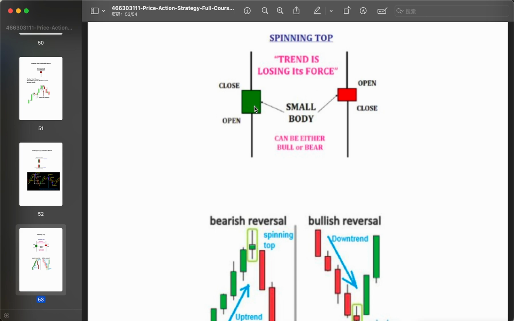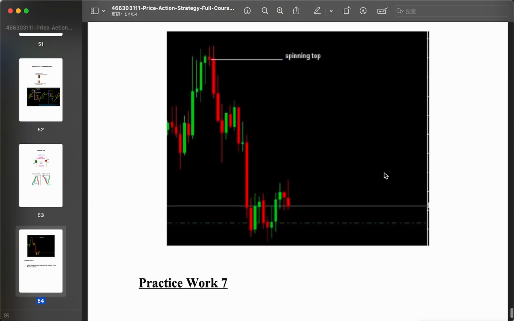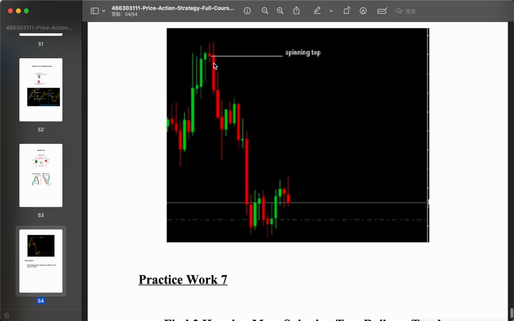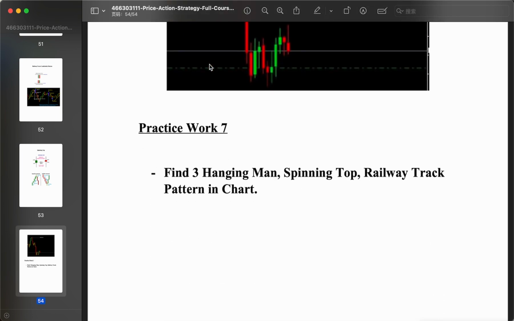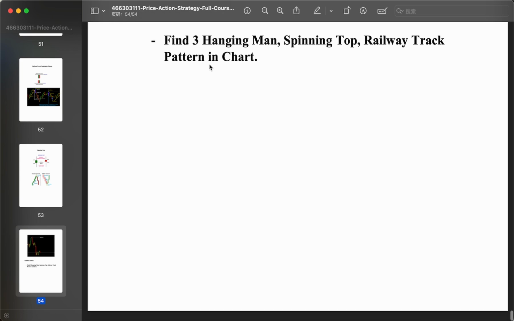You either have a bullish spinning top or a bearish spinning top. So when you see that, it could be a bearish reversal or a bullish reversal. Here, with the uptrend, you're seeing this spinning top and it goes down. With a downtrend, you're seeing a spinning top and then it goes back up. Okay, another example of a spinning top: smaller body, longer shadow line on both sides. So try to find the hangman, spinning top, and railway track patterns in the chart.